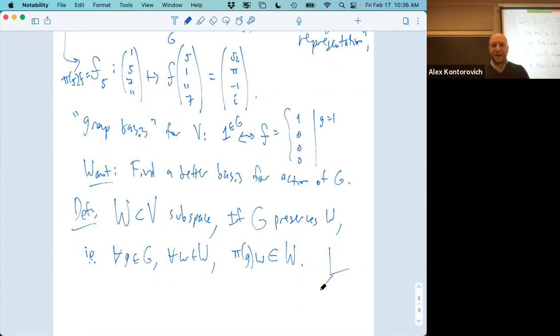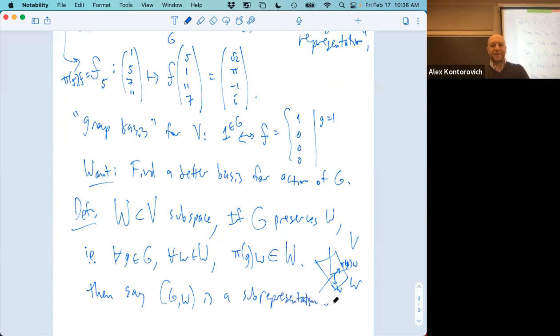Okay, so the picture is I have some space V, I have some subspace W. Now the group G is moving all the elements around in funny ways, but it only takes elements of W and moves them to other elements of W. If this is an element of W, then pi G W is also in W for every element of G, right? Then we say, if G preserves W, then W is a sub-representation of V.